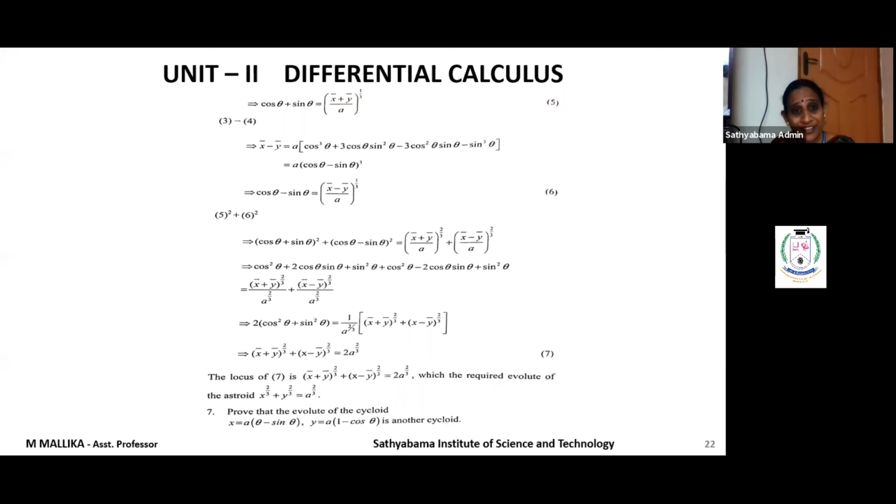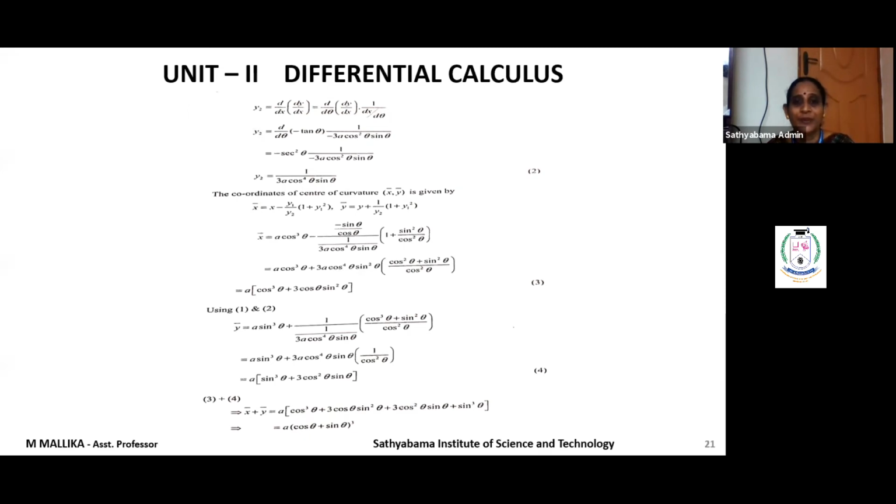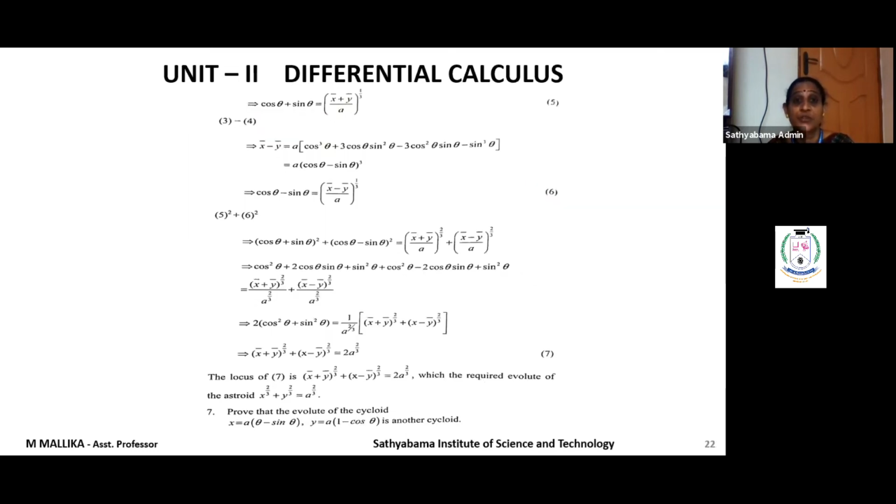Even in this situation, I cannot express sin and cos in terms of x bar and y bar. So I have to go one more step further, namely cos theta plus sin theta is (x bar plus y bar by a) power 1 by 3, and cos theta minus sin theta is (x bar minus y bar by a) power 1 by 3. Again, one more simplification has to be done, which is (cos theta plus sin theta) the whole square plus (cos theta minus sin theta) the whole square. So only when I consider this, theta will be eliminated. So I have to do calculations in such a way that the parameter has to be eliminated. So in this particular problem, first what you should do is, after finding x bar and y bar, you have to add x bar and y bar as the first step, subtract x bar and y bar. After that, you have to square the x bar plus y bar term and the x bar minus y bar term.